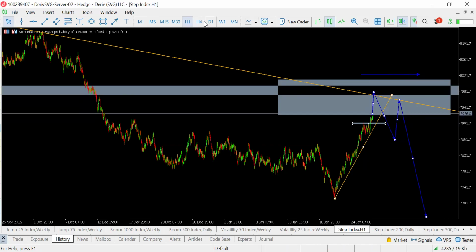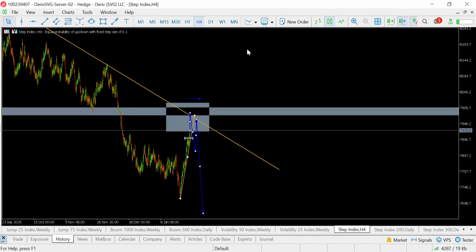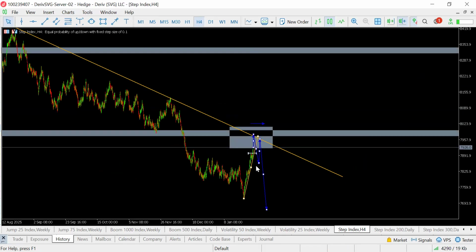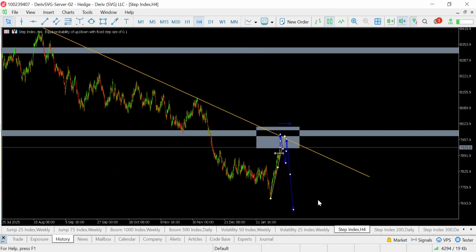So this is my simple take for the step index. Though the price is currently retracing upwards, I personally would want to wait for the selling opportunity, because if you're able to get in, you can hold it for a very, very long time. So you can compare this with your analysis.